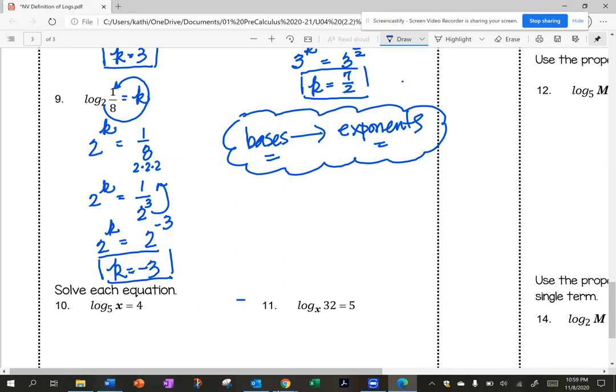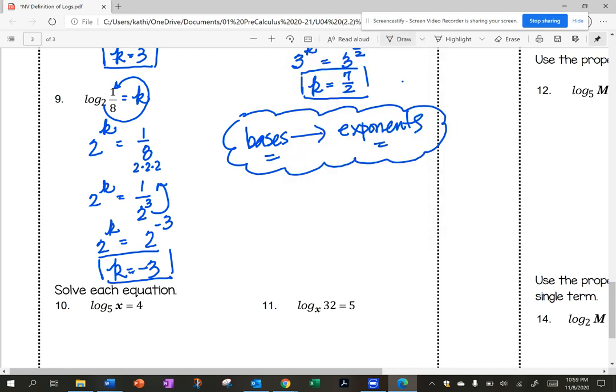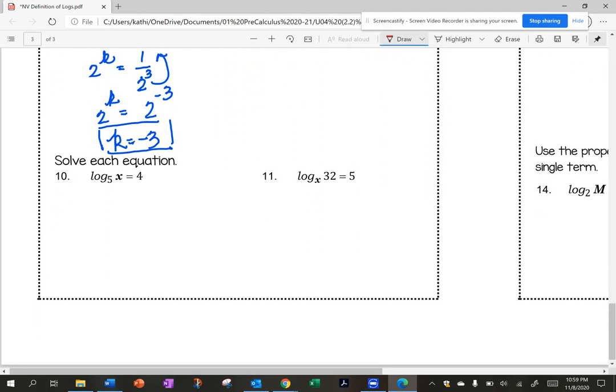All right, so let's solve an equation this time. So I don't have to set it equal to k because I am actually equal to something. So I'm going to rewrite this as an exponential equation. So 5 to the power 4 equals x. So 5 to the 4th is really 5 times 5 times 5 times 5. So 5 times 5 is 25 times 25 is 625.